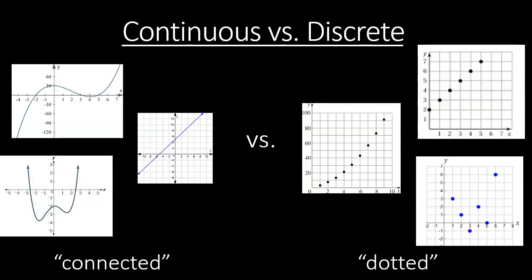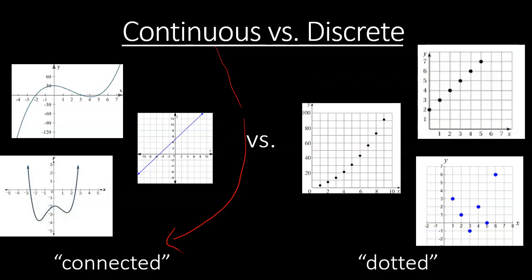Our next key characteristic, and this is one that you might want to write in your notes, is continuous versus discrete. So when you see the word continuous, I want you to think of the word connected. Continuous graphs are connected. So these normal types of graphs that we usually see, these are continuous graphs. Every single number on this blue line is a part of it. Every single number on this wavy graph is a part of it. Same thing down here. Every number contained is a part of it.